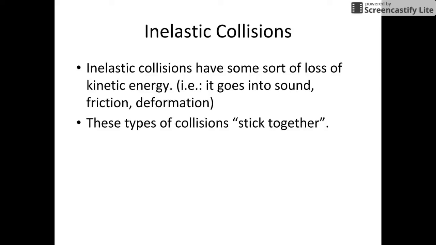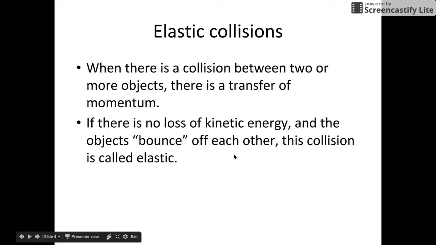So let's say you had a car colliding with another car and the two cars smashed together. Well, a lot of that energy went into smashing the two cars together. And so these types of collisions usually stick together. Now, think about two cars that collide and they stick together afterwards. A perfectly inelastic collision is where they stick together. A perfectly elastic collision is where they bounce off each other.